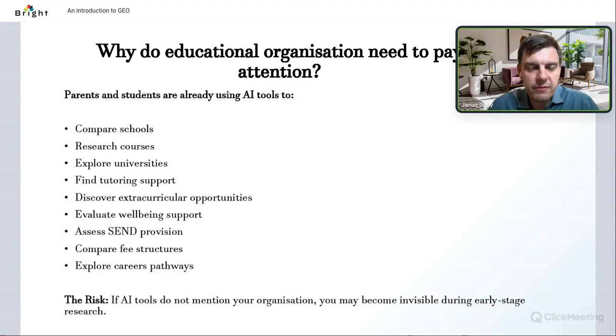So if you're not coming up in some of these questions that people might be asking in your area, then you're going to find that you're kind of missing out, and you're already going to start becoming invisible in those early stages of research that people will conduct.